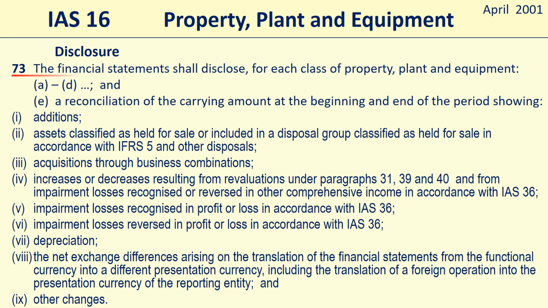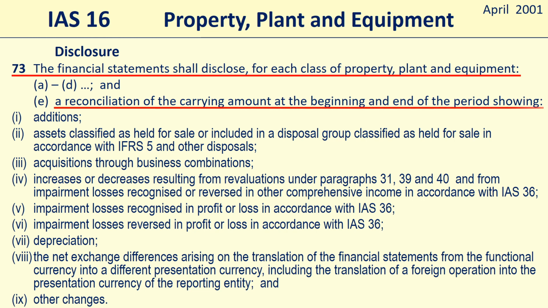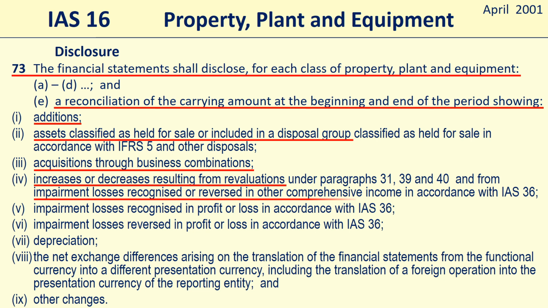Open IAS 16, paragraph 73. The financial statements shall disclose for each class of property, plant and equipment a reconciliation of the carrying amount at the beginning and end of the period, showing additions, assets classified as held for sale or included in a disposal group, acquisitions through business combinations, increases or decreases resulting from revaluations and from impairment losses recognized or reversed in other comprehensive income, impairment loss is recognized in profit or loss, impairment loss is reversed in profit or loss, depreciation, the net exchange differences arising on the translation from the functional currency into a different presentation currency, and other changes.